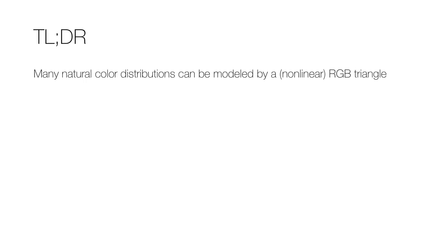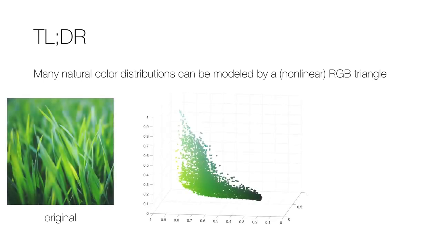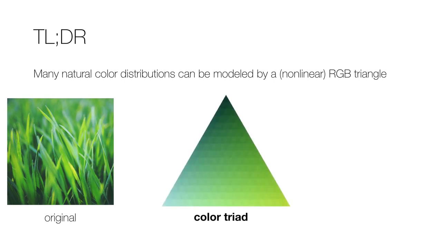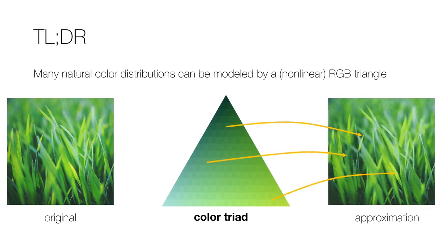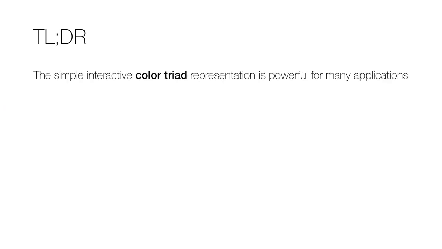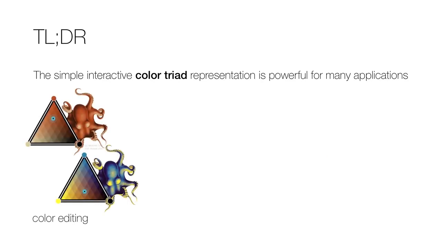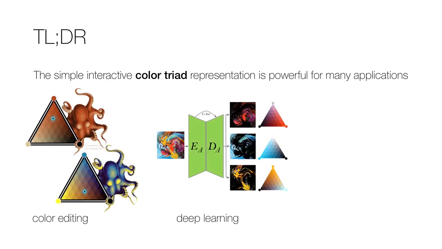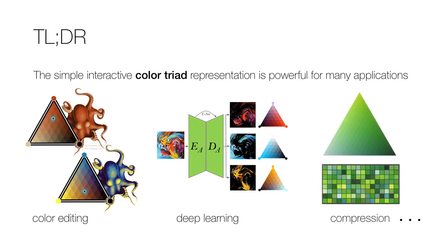The key insight in our work is the observation that many naturally occurring color distributions, such as this grass image here, can be modeled by a nonlinear triangle in RGB space. Our color triad formulation allows approximating existing distributions with a simple, structured, and interactive representation. The ability to approximate existing images and image regions in this way is a powerful tool for a number of applications. We demonstrate its use for color editing, use the color triad module inside a deep learning architecture, and sketch out a number of other applications in our supplemental material.